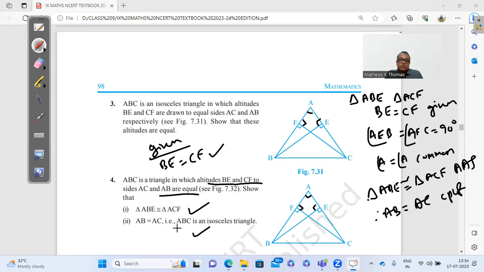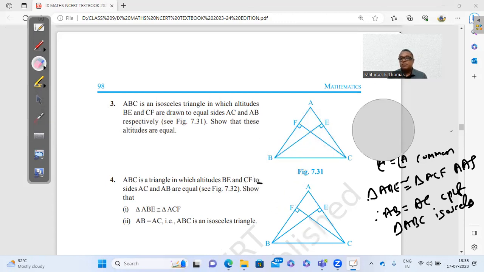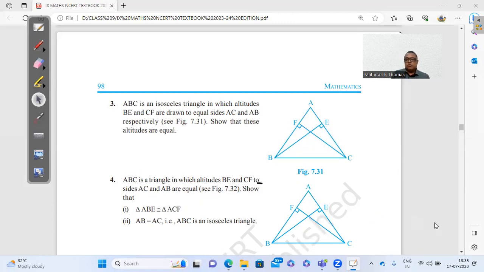And we know that if two sides are equal, the triangle is called isosceles. So therefore, AB equal to AC, that is, ABC is isosceles. Okay. So in question number 3 and 4, except for one condition which is different, the procedure is totally the same. Then we go to question number 5.